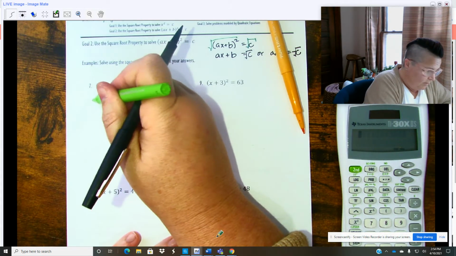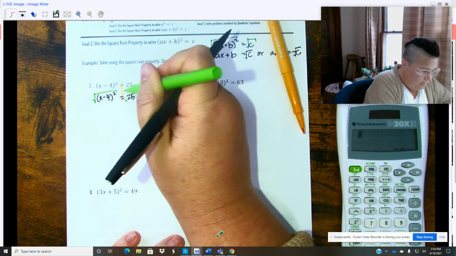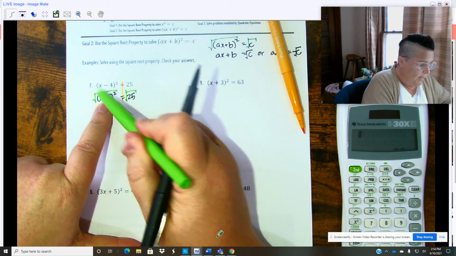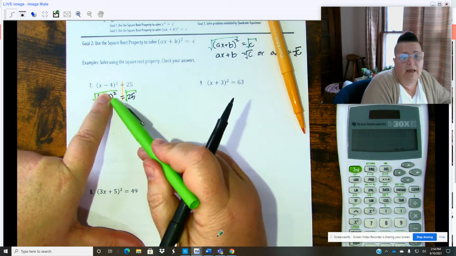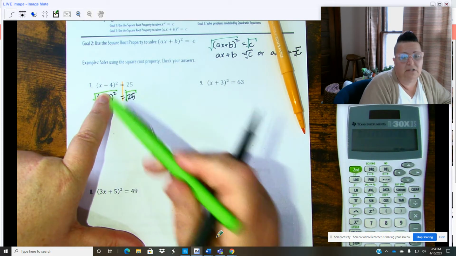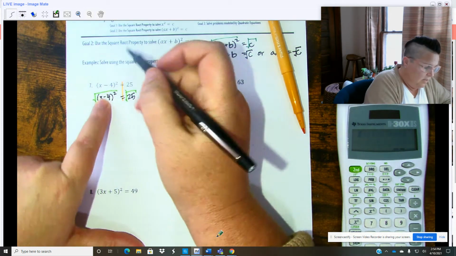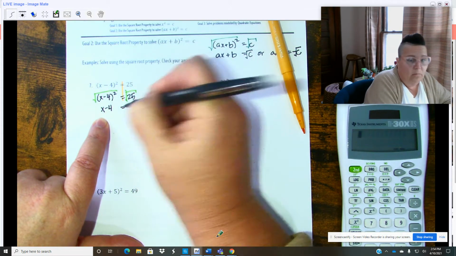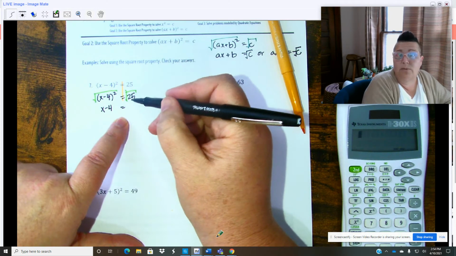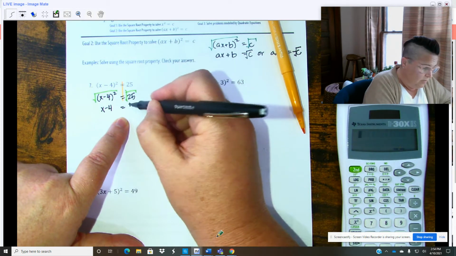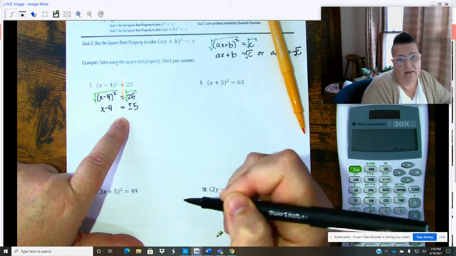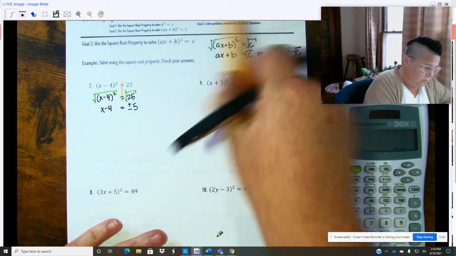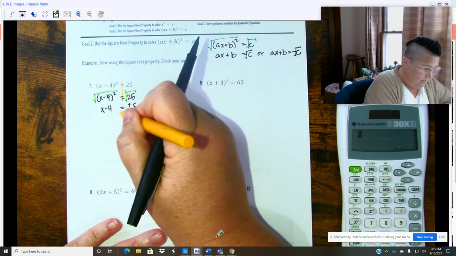So I'm going to take the square root on both sides here. It's exactly what we want to do. The square and the square root, so the power of 2 and the square root will cancel each other out. They're inverse functions. Underneath here, we will have x minus 4, and that will be equal to, the square root of 25 is 5, but I need to consider the positive and the negative 5. This allows us to break into 2 possibilities.